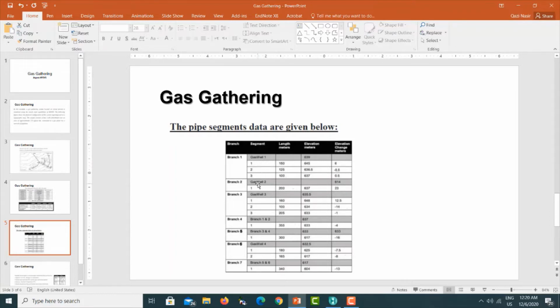Branch 2 has 1 segment, branch 3 has 3 segments, branch 4 has 1, branch 5 has 1, branch 6 has 2 segments, and branch 7 has 1. Okay, and similarly we have their length and their elevation in meters, and the change in elevation in meters is shown here.